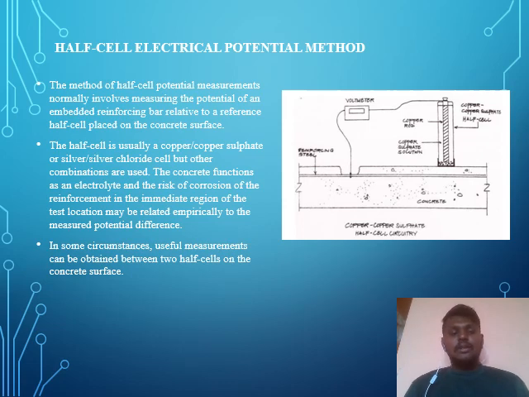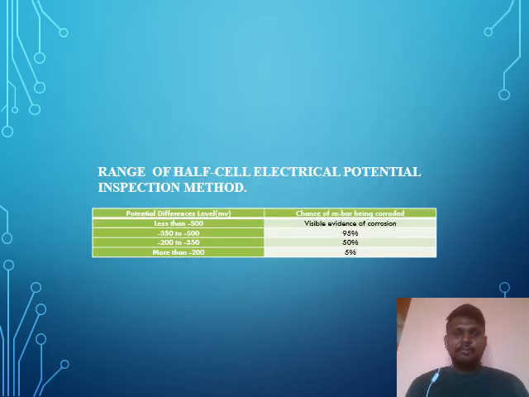The condition of the reinforcement in the immediate region of the test location may be related empirically to the measured potential differences. This is the half cell electrical potential method diagram. In some circumstances, useful measurements can be obtained between two half cells on the concrete surface.